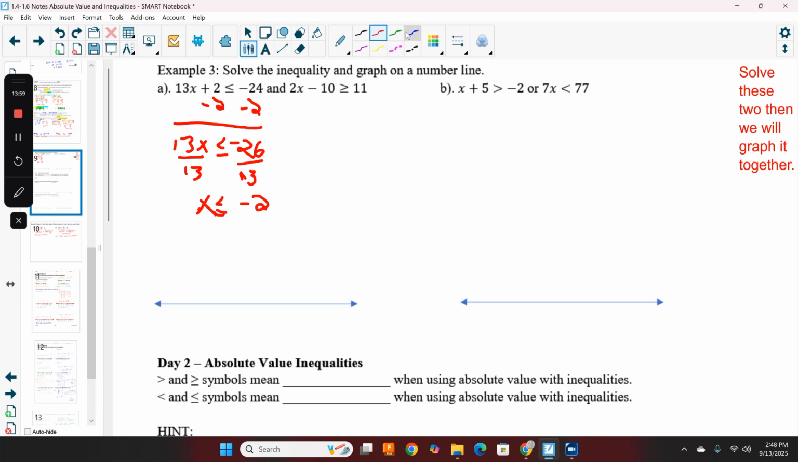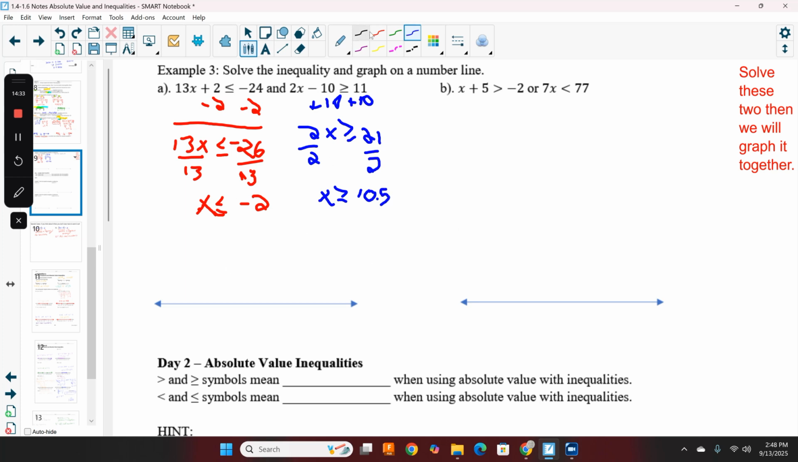Let's solve the other one. If we solve the other one, let's see what we got. We got add 10. And we get 2x is greater than or equal to 21. Divide by 2. X is greater than or equal to 10.5.